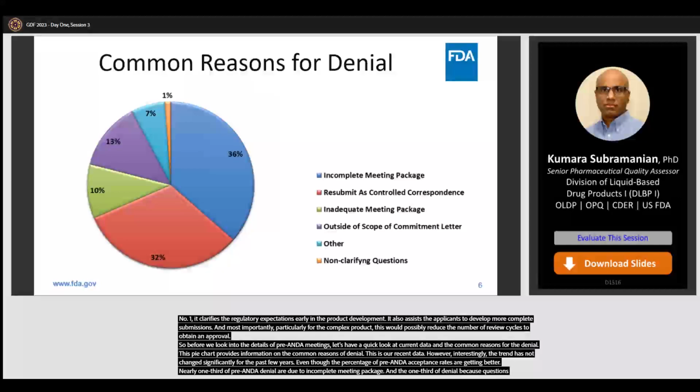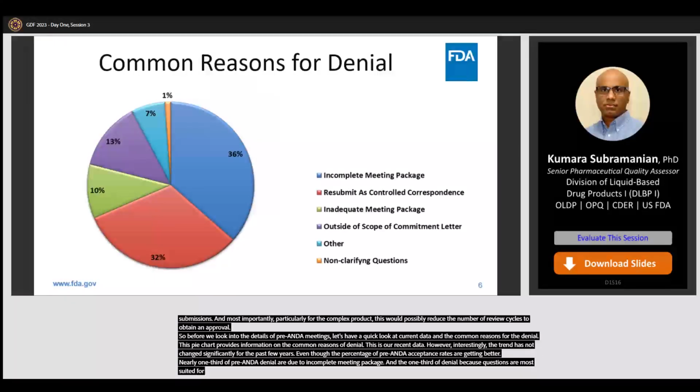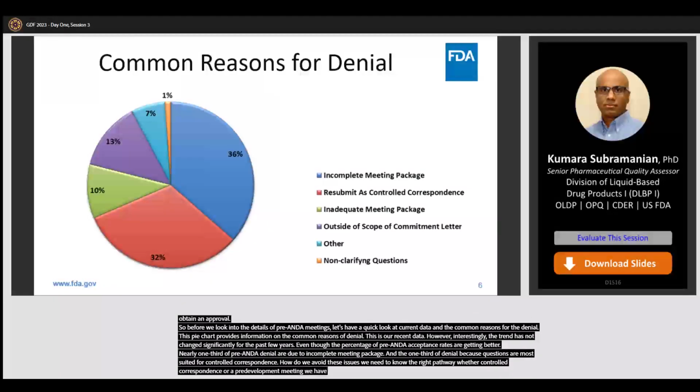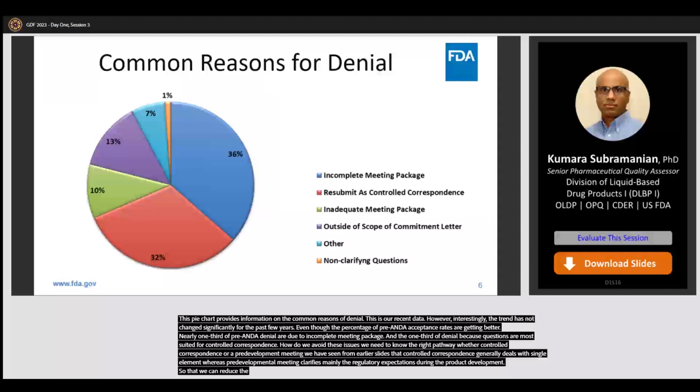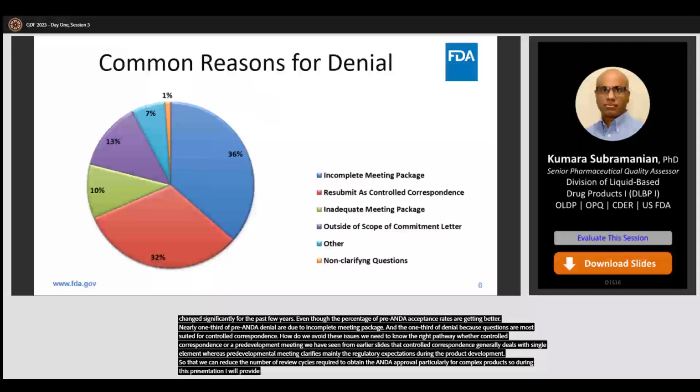So how do we avoid these issues? We need to know the right pathway, whether it is a control correspondence or a pre-development meeting. We have seen from an earlier slide that control correspondence generally deals with a single element, whereas a pre-development meeting clarifies mainly the regulatory expectations early in the product development so that we could reduce the number of review cycles required to obtain an ANDA approval, particularly for complex products. So during this presentation, I would provide some examples where you could benefit from asking the right questions in the pre-ANDA meeting package.